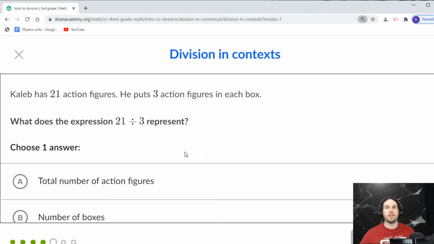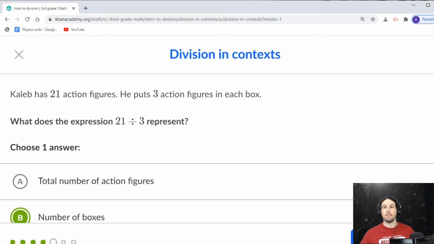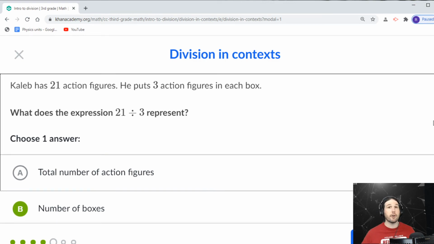Caleb has 21 action figures. He puts 3 action figures into each box, which means there are going to be 21 divided by 3 equals 7. What? Number of boxes. We already know how many are in each box. The only 2 things that we're likely to solve for in a division problem are the number of boxes or the number of things per box. We were already given the number of things per box, so we were looking for the number of boxes.